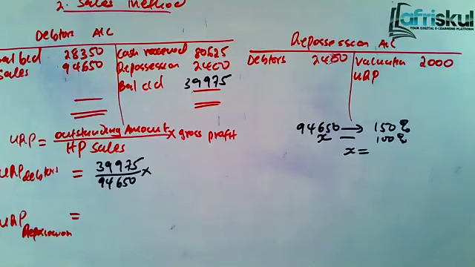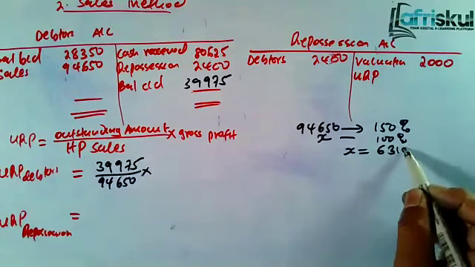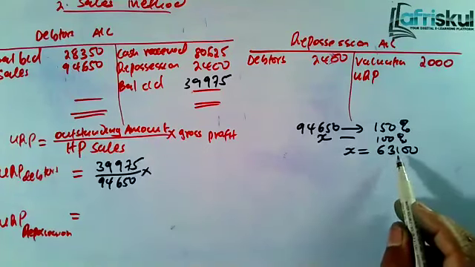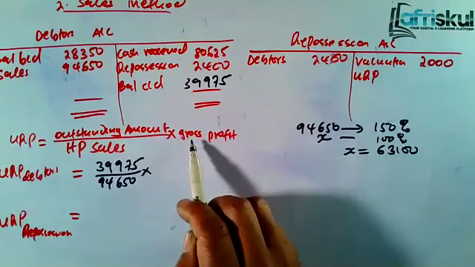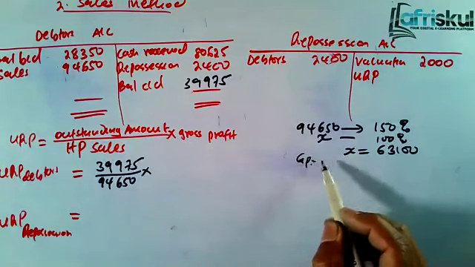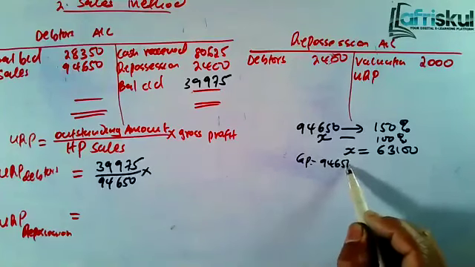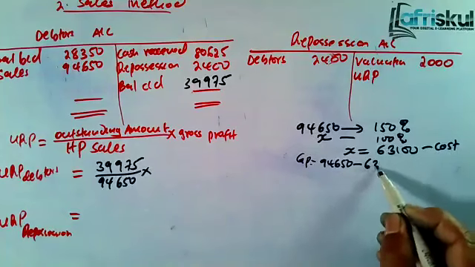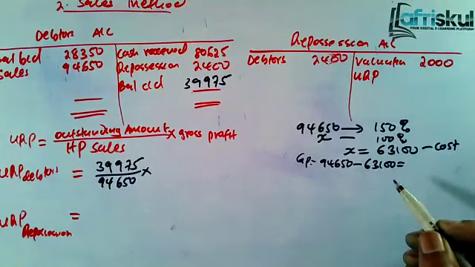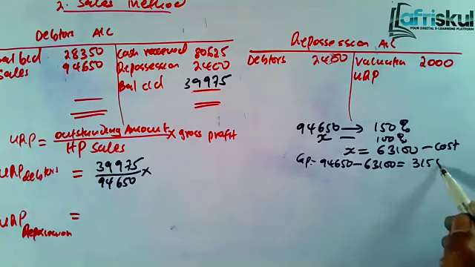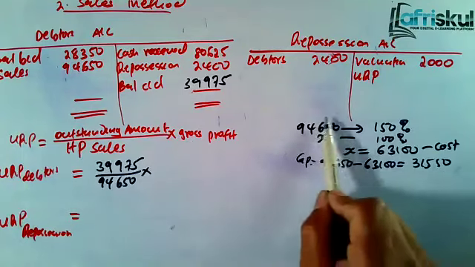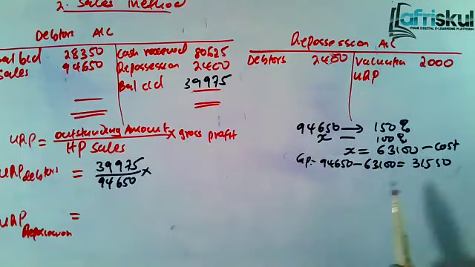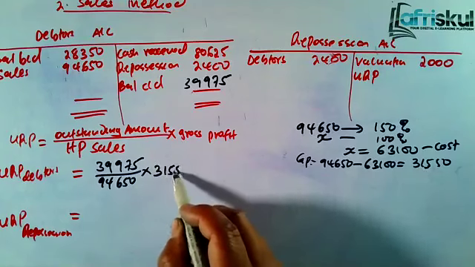Yes, it should be 63,100. Good. Now, can we be able to get the gross profit? So this is how we get the gross profit. You take the sales, 94,650, and subtract the cost, which was 100%, 63,100, and you get 31,550. To get the gross profit here, you take the sales, less that cost of 63,100. That means the gross profit was 31,550.